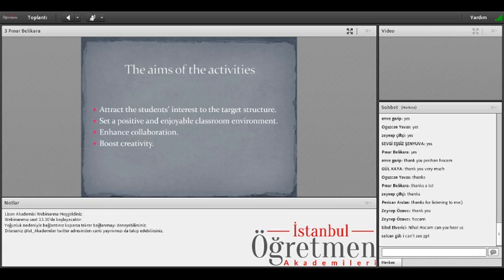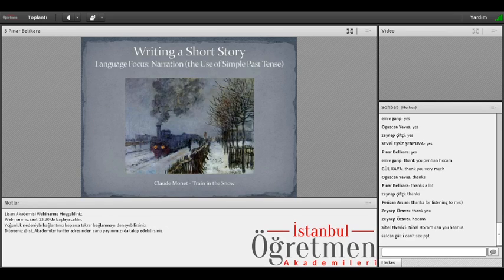Another aim was to set an enjoyable classroom atmosphere for the students, and it really worked. And also collaboration. We did one of the tasks all together and the other in pairs. And also I wanted to increase their creativity. So let's see the activities.